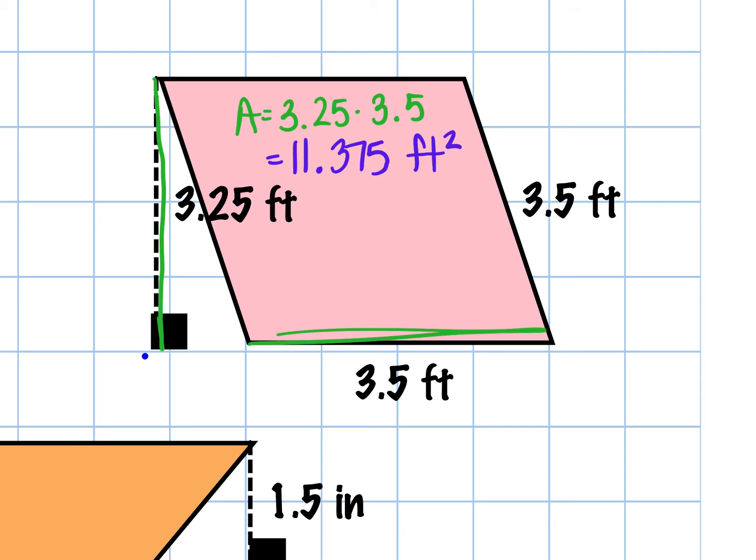Feet squared. And keeping in mind, I'm leaving that squared unit on the label. That squared unit goes on the label, on the feet. It does not go on the number. So we're never going to write that as 11.375 squared feet, because then that's a totally different number. You can't put the squared on the number. Put it on the label.